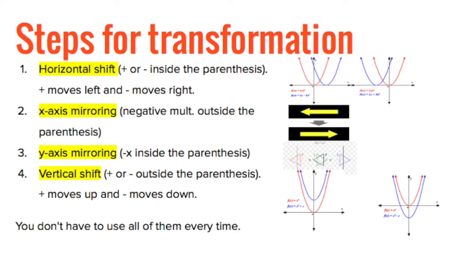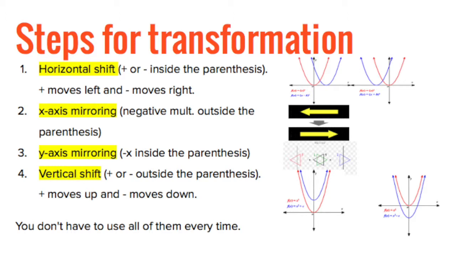There are several steps we must follow in order to do a transformation. The first step is that you need to check if there is a subtraction or an addition inside the parentheses. If there is, this means that you must move the graph in a horizontal shift. But remember, if it's an addition, you have to move the graph to the left, and if there is a subtraction, you need to move the graph to the right.